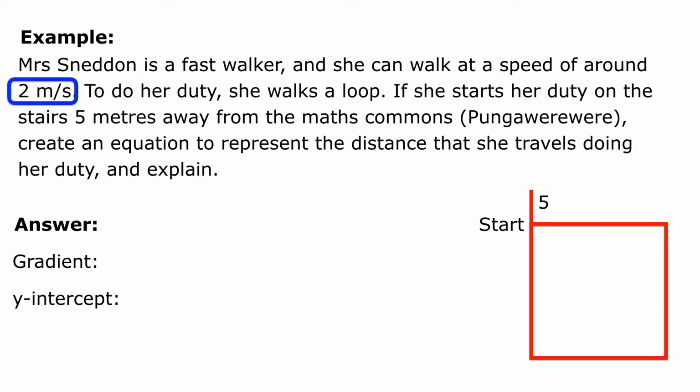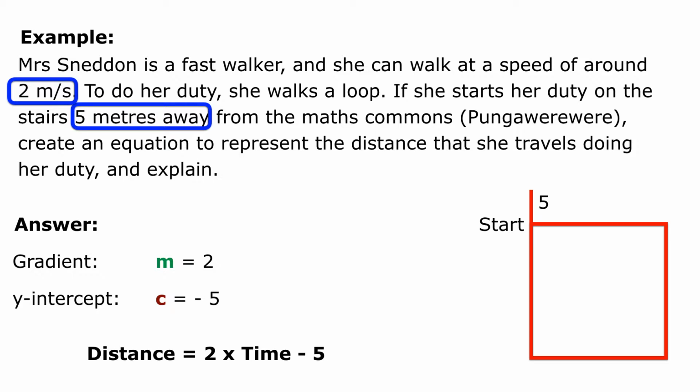So we've got these two numbers. She walks at a speed of 2 meters per second, and that's going to be our gradient. That's how fast she walks. Then we've got this other number that she starts 5 meters away on the stairs. So that means she's got to walk 5 meters before she can make a start. So it's essentially she's 5 meters before the start line. So this is going to give me a y-intercept of -5.